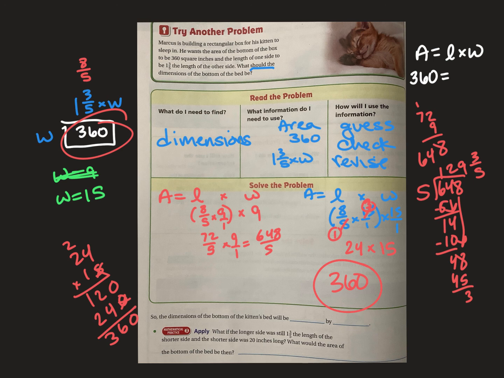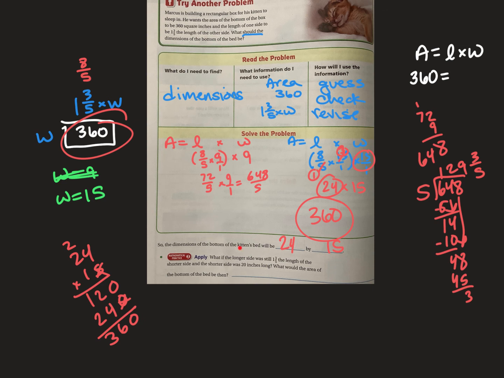So we started at 9, it was too low. We lucky got up to 15, and that just worked out just right. So the dimensions of the bottom of the kitten's bed will be 24 by 15. So we have a 15 width and a 24 length. Woo!